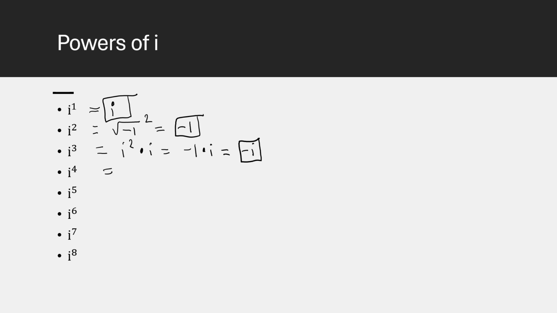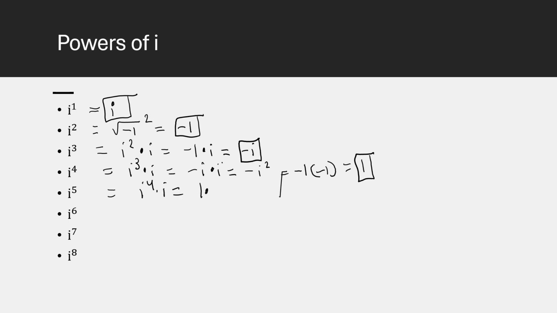i to the power of 4 is equal to i to the power of 3 times i, which is equal to negative i times i, which is equal to negative i squared, which is equal to negative 1 times negative 1, which is equal to 1. i to the power of 5 is just going to be i to the power of 4 times i, which is 1 times i, which is just i.